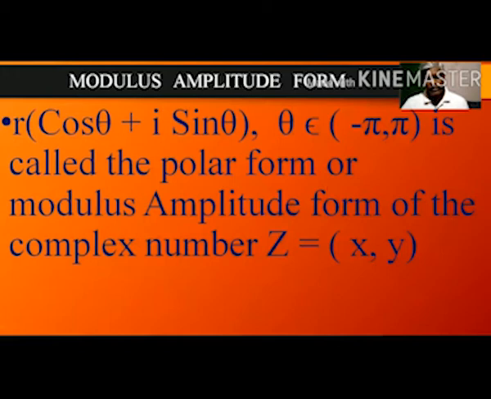The modulus amplitude form of a complex number is a very important concept in this chapter. It is r into cos theta plus i sin theta, where theta always belongs to minus pi to pi. So theta value will always be in between minus pi and plus pi. This is called the polar form, or modulus amplitude form, of a complex number z is equal to x plus iy.